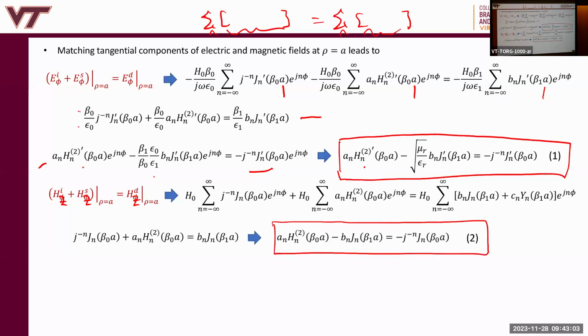So what do we have here? We have two expressions. We have An unknowns and Bn unknowns, and we have An unknowns and Bn unknowns here, right? So now we can solve.